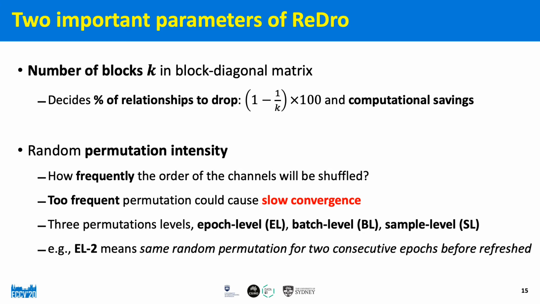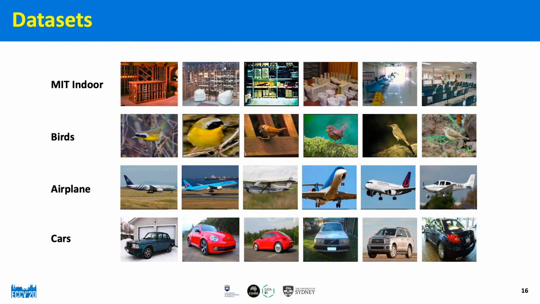So if we keep the same random permutation for two consecutive epochs, we'll express it by EL2. We will use this notation in the following slides. We evaluate ReDro using one scene dataset and three fine-grained image datasets. The details of the datasets are given in the supplementary material.